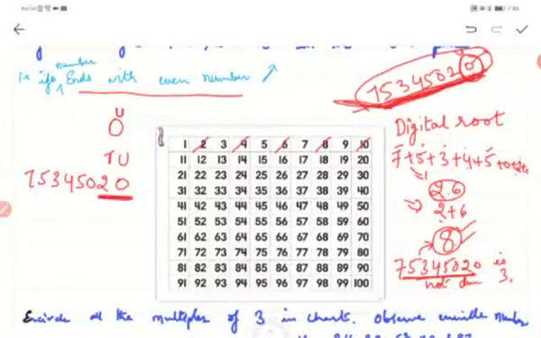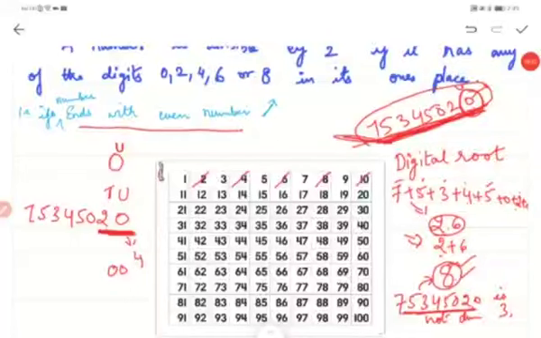If the 2 digits are divisible by 2, then you can say this number is divisible by 4. Either it should be divisible by 2, or those 2 places can be 0. If the last 2 places, that is units place and tens place, are 0, then also that number is divisible by 4. So tell me whether this total number is divisible by 4. Yes, because your units and tens place, you have 20.